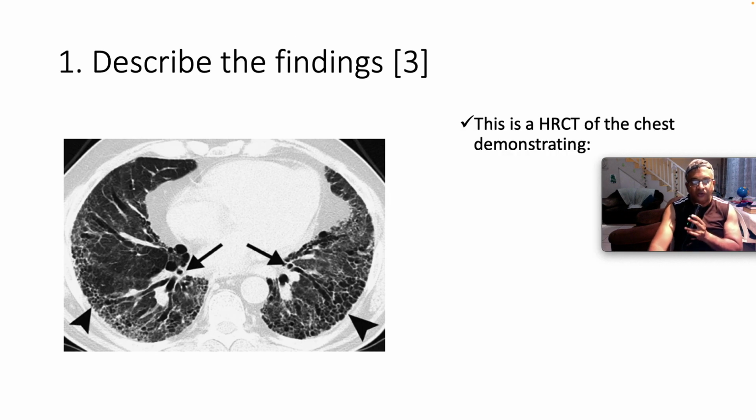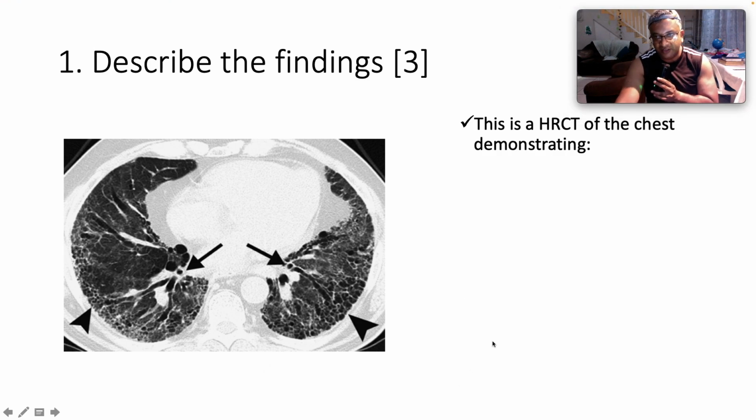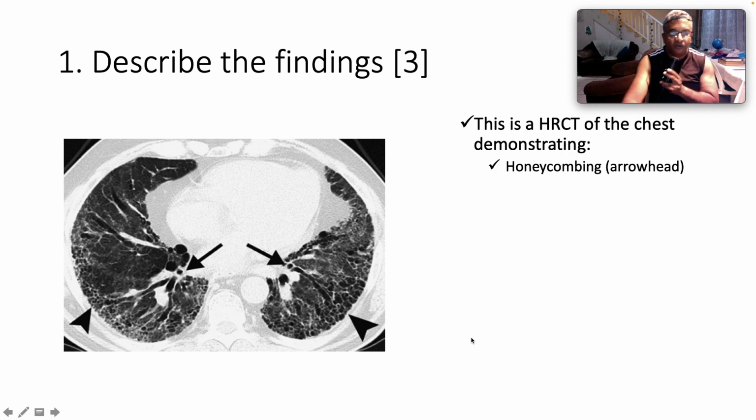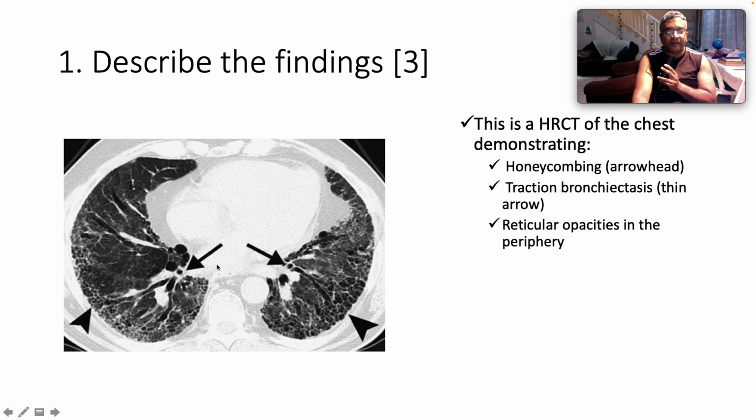So if we take a closer look at this particular film, this is a high-resolution CT of the chest, HRCT of the chest, which demonstrates honeycombing. So you can see this large arrowhead here in the periphery, this honeycomb-like formation. So we have honeycombing as number 1. Number 2 is traction bronchiectasis, which is illustrated by these thinner arrows. We have reticular opacities in the periphery, and you have a focal ground glass appearance.